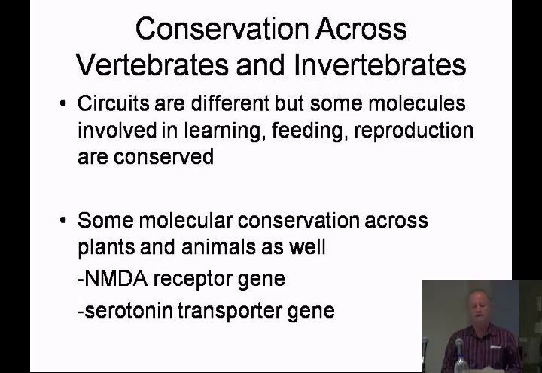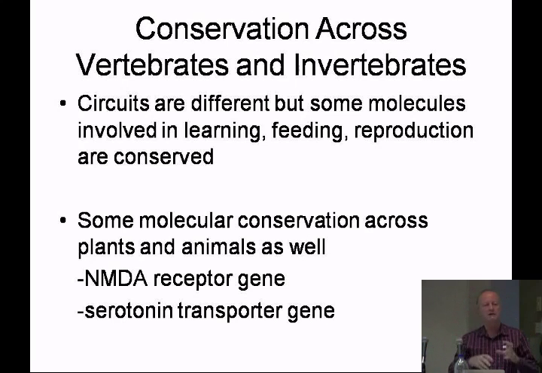What we have are circuits that keep animals alive. So these circuits in invertebrates are not the same, but there's still a lot of conservation. There's even conservation in plants of things that are important in various vertebrate and mammalian behavior. For example, plants have NMDA receptors. They have serotonin transporter genes. So the building blocks, this is all about building blocks.